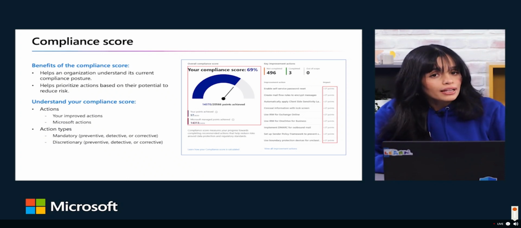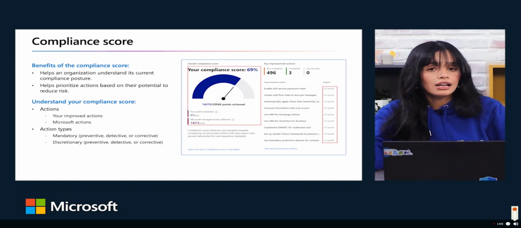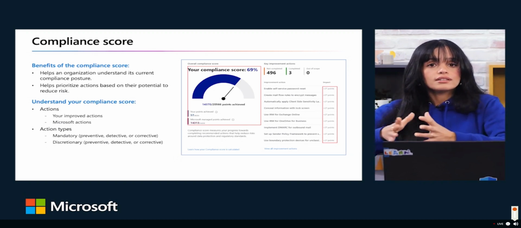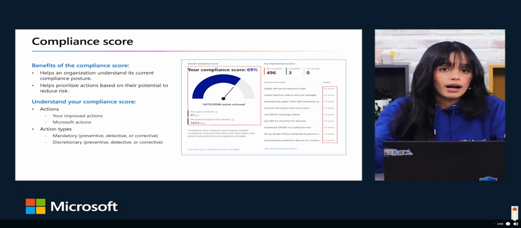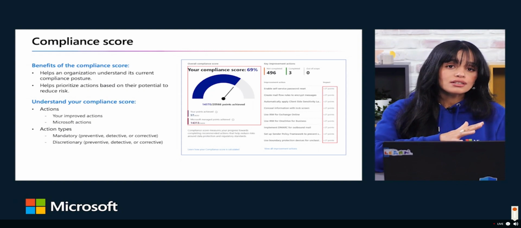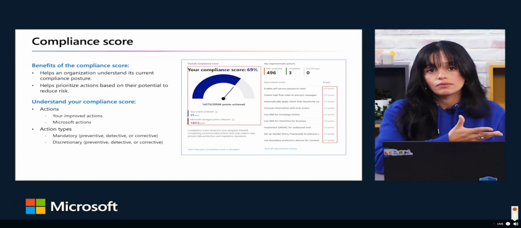The overall compliance score is calculated using scores that are assigned to actions. Actions come in two types: your improvement actions, which are the actions that the organization is expected to manage, and Microsoft actions, which are managed by Microsoft for the organization.